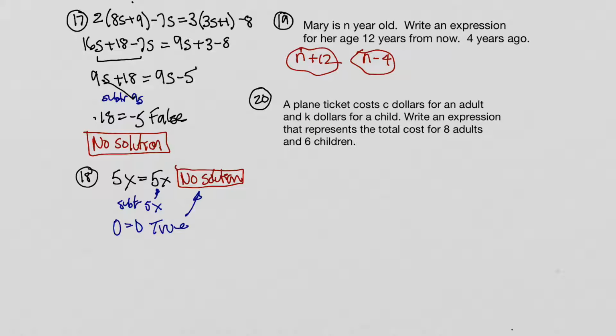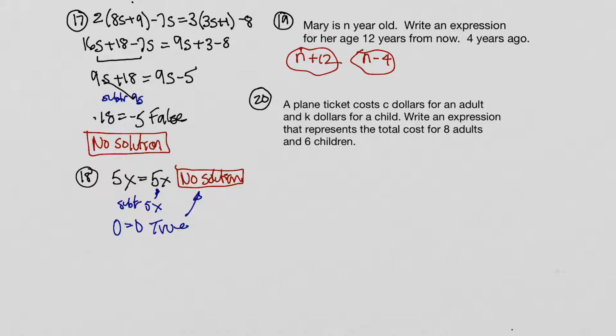Now where the letters C and K came from, who knows? The writers just made those up. Could be any letters at all. So anyway, an adult ticket is C dollars. A child ticket is K dollars. Now, here's what we want to do. Write some expression that represents the total cost for 8 adults and 6 children.